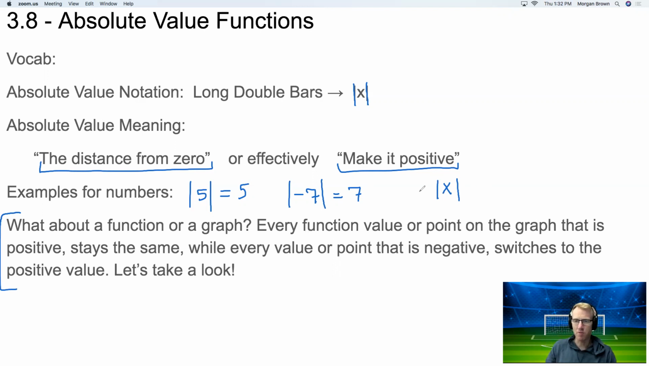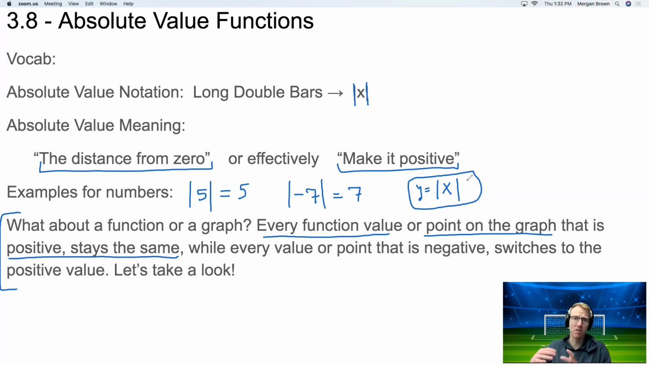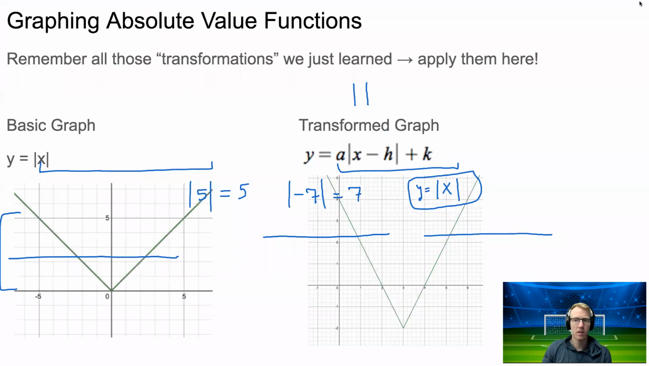Well, let's go back up here. If we have the equation y equals absolute value of x, suddenly this means something. So every function value or point on the graph that's already positive stays the same. So those absolute value bars don't do anything to the section of the graph that's positive. But any location on the graph where it would have been negative, when you take the absolute value, it becomes positive. So you're kind of like reflecting. Remember we learned about reflections. It's kind of like you're reflecting, but you're only reflecting the half of the graph that was negative, and you're reflecting it to make it positive. So let's take a look. Clear that.